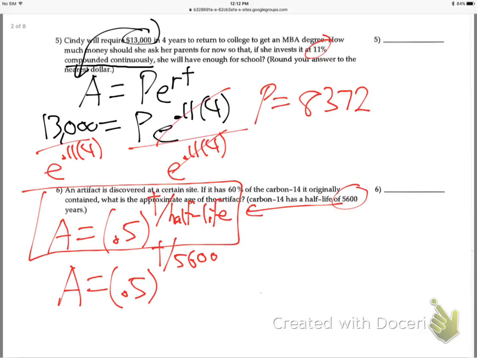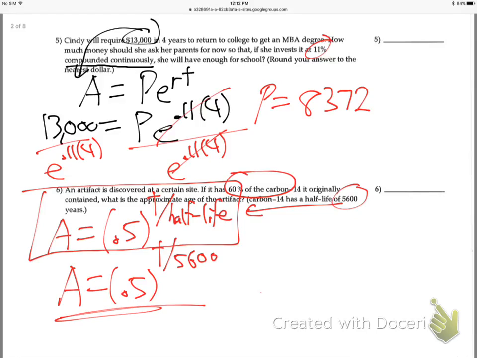Okay, so we're good so far, right? There's our formula. Now I've got to plug in whatever they're giving me. They're not giving me time. That would be nice if they gave me time. But they're not. What are they giving me? I've already used the 5,600. 60%. So they found some artifact and it had lost some of its carbon-14. It had 60% remaining. So what does that mean I do?